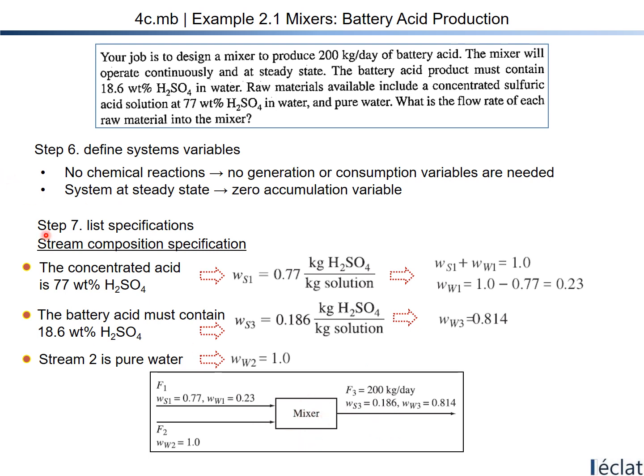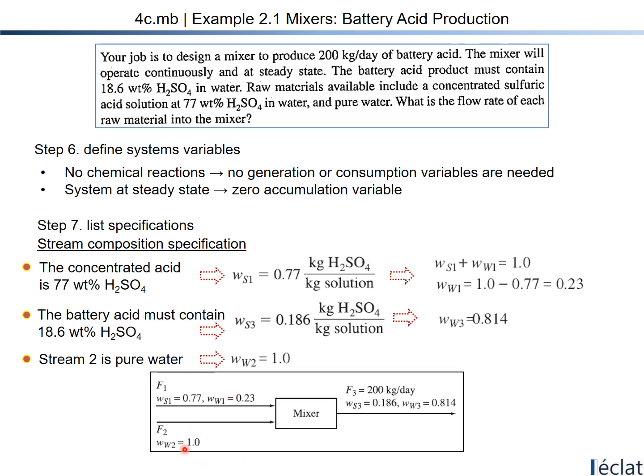Then in step 7, I'd like to list the specifications from the given information. Let me start with the first stream. The first stream has 77% H2SO4. So WS1 is 0.77, and of course the weight fraction of water in stream 1 is 0.23, because the sum of those two weight fractions should be 1.0 or 100%.